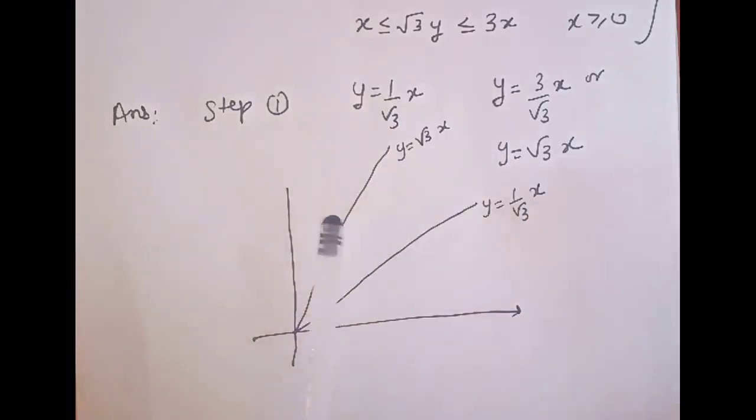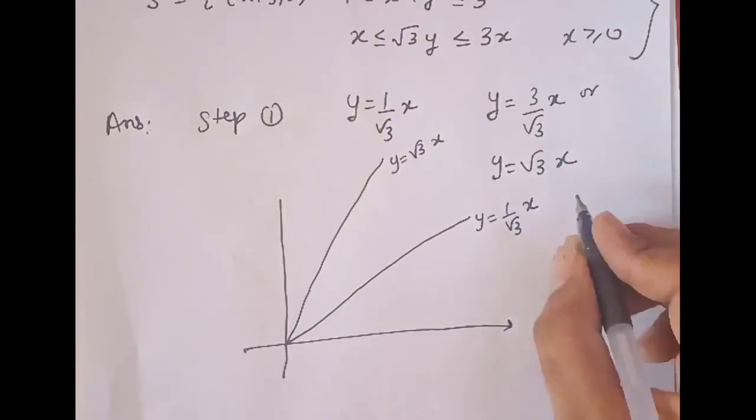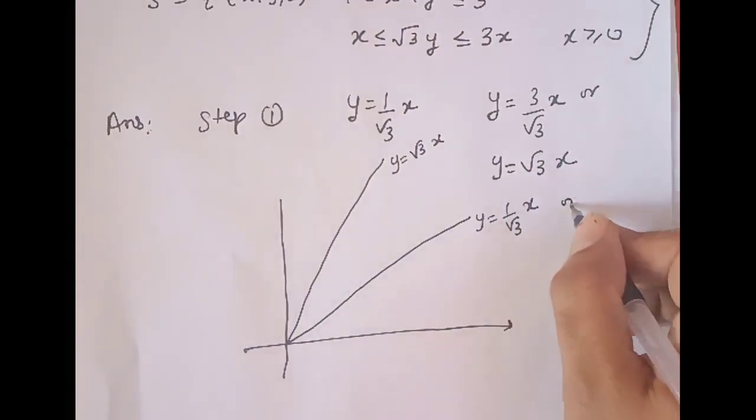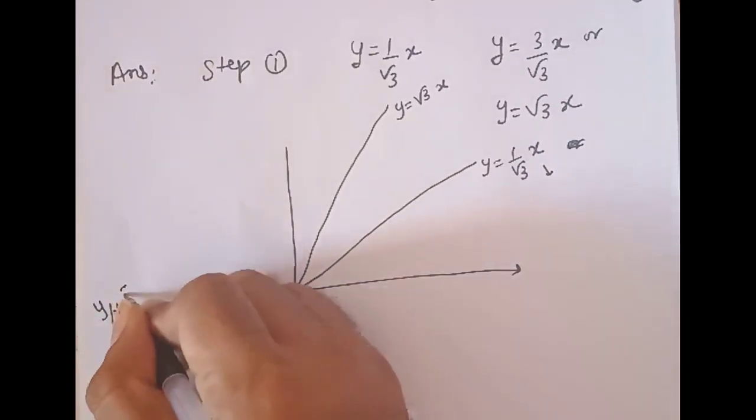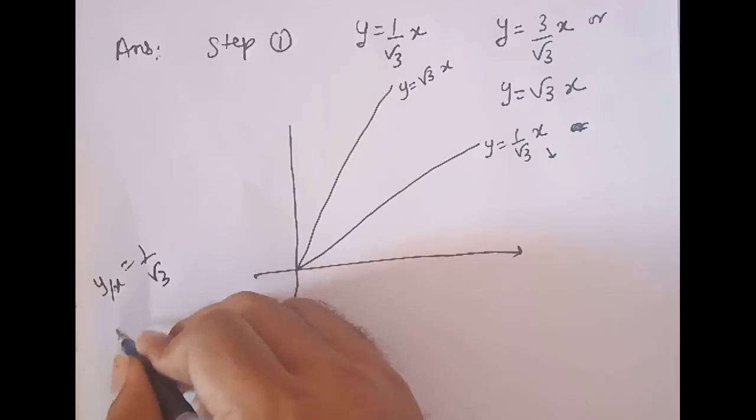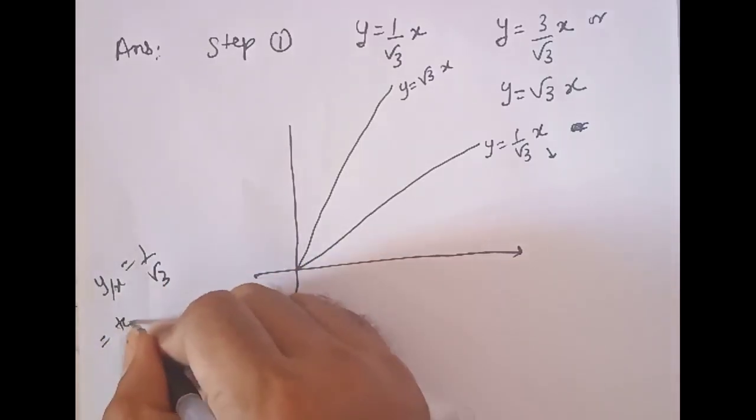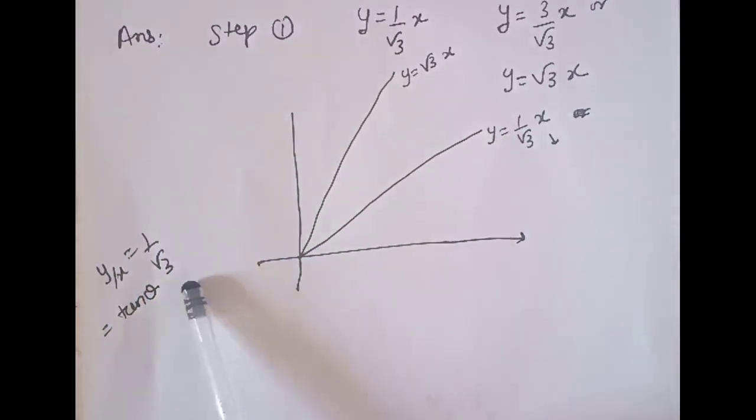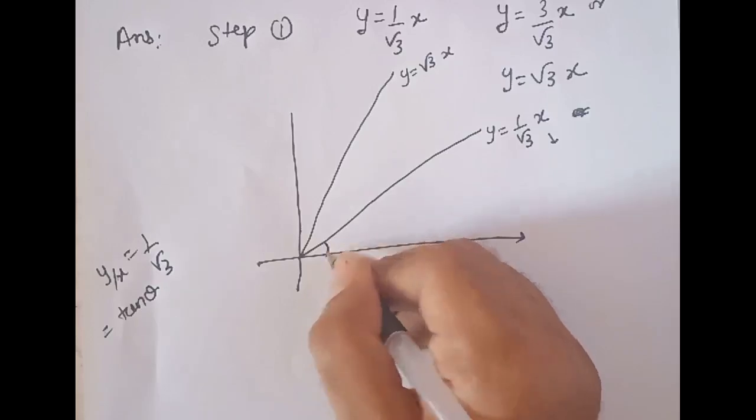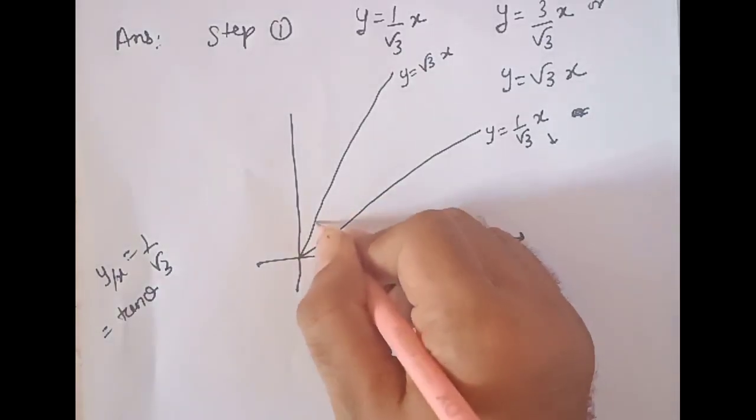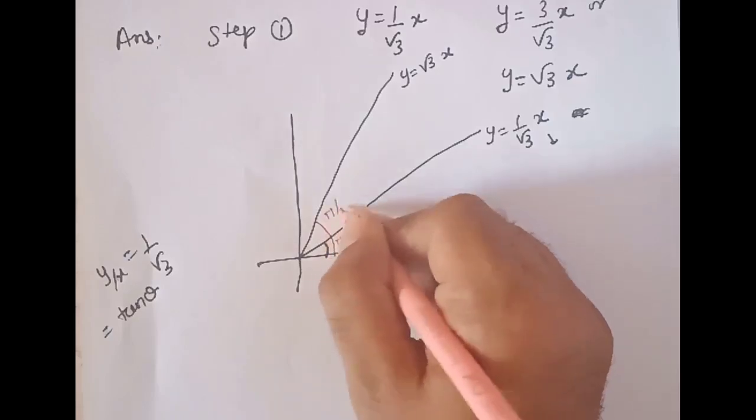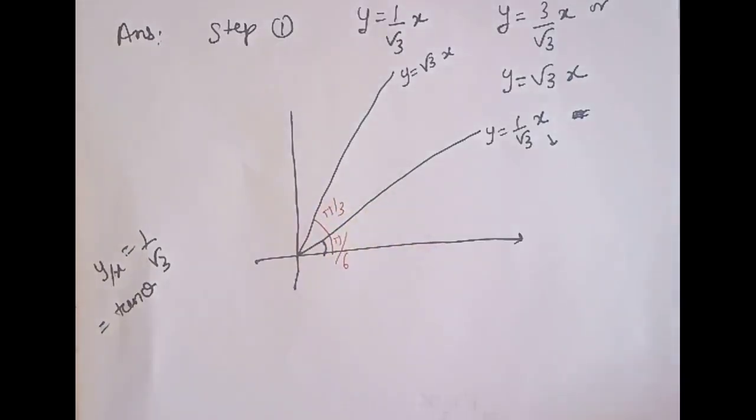And next, what will be the angle? So here we know the angle is always y by x. So from this, y by x is 1 by root 3, which is also the same as tan theta. So we can easily see this angle, the lower angle will be pi by 6 and the upper angle will be pi by 3. Okay, so we have these angles.